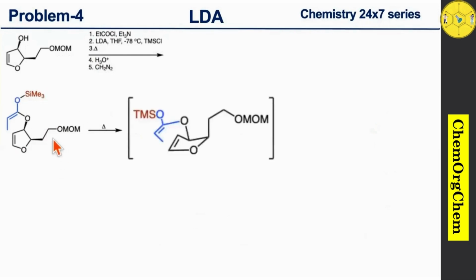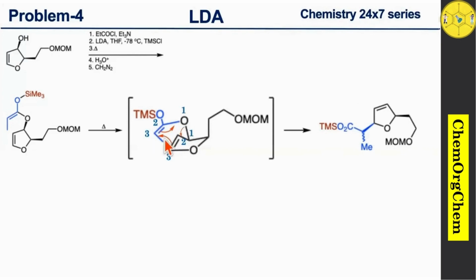For better understanding, we can redraw the structure in this form. Now you see this group is present on the top face, and this silyl ketene acetal part is also present on the top face. When you heat, it undergoes the 3,3 sigmatropic rearrangement. Now you see how this happens. This electron attacks this carbon, followed by this electron shifting here, and then breaking of this C-O bond, which leads to the corresponding intermediate product.